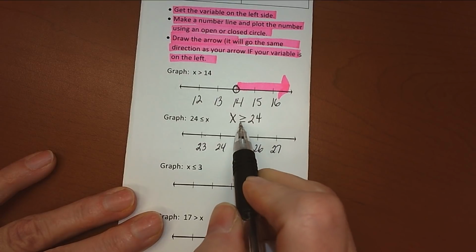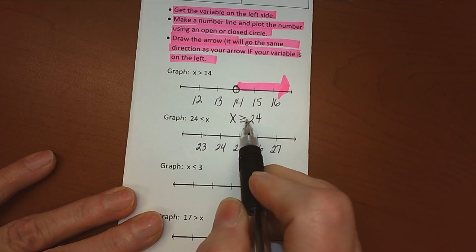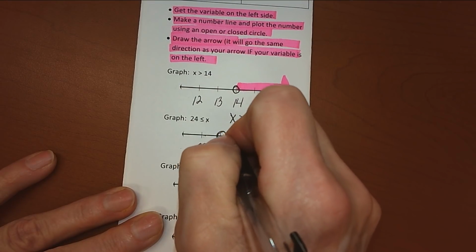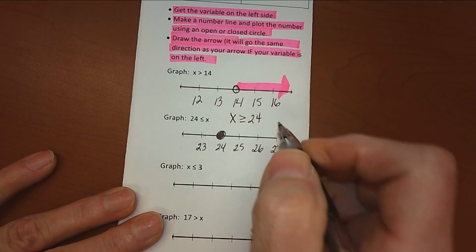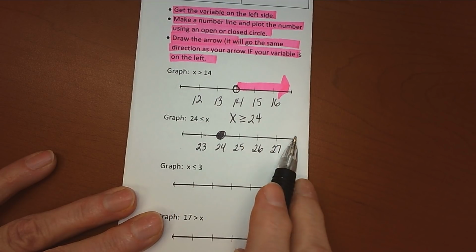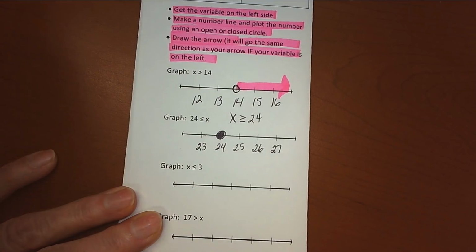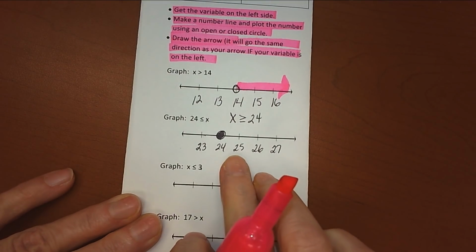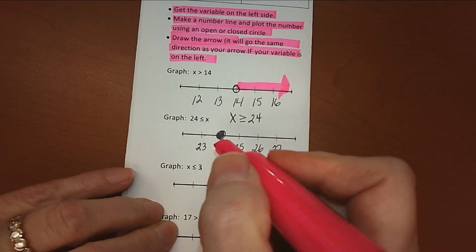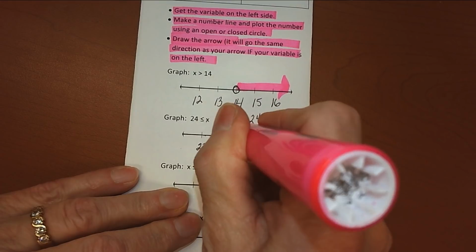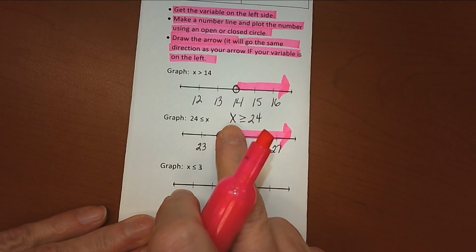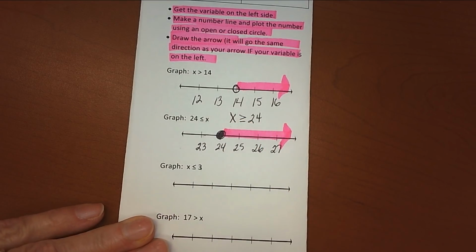Now I'm going to have a closed dot for this graph because I've got the greater than or equal to, so that means that 24 would be part of the solution. And since I've got my variable on the left-hand side, I know that my arrow is going to have to point the way the inequality is pointing, but we'll check that just to make sure it's right. Is 25 greater than 24? It is. 26 greater than 24? It is. And again, we've filled in the dot above 24 because 24 would also work. 24 is greater than or equal to 24.